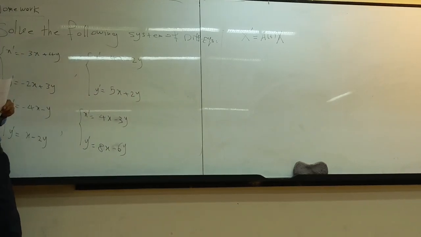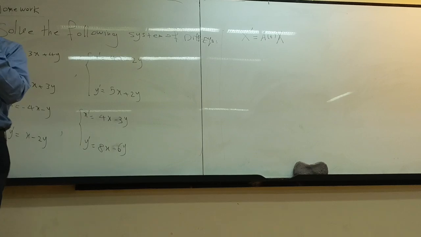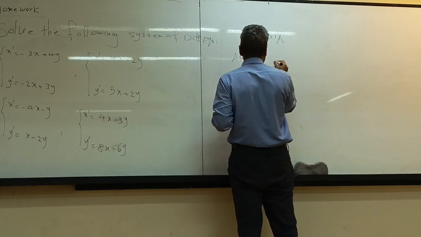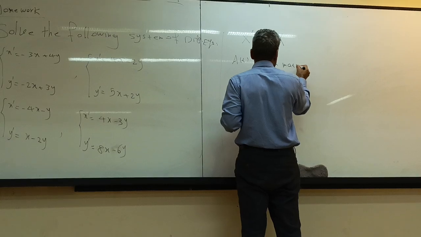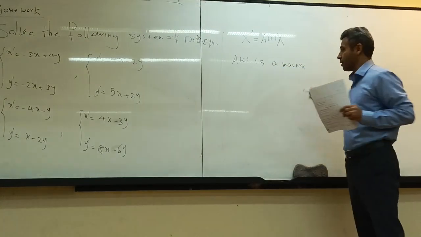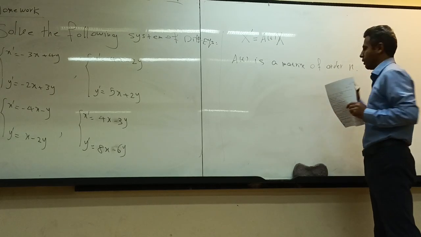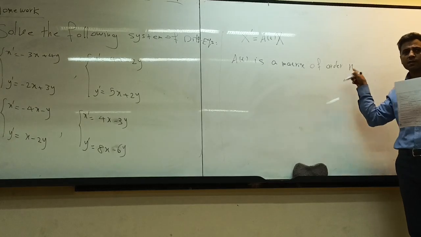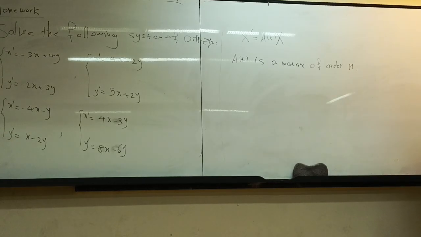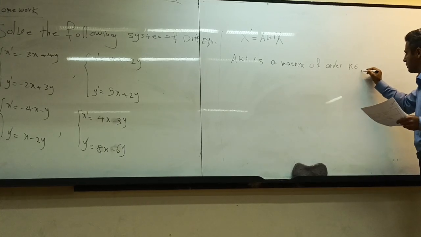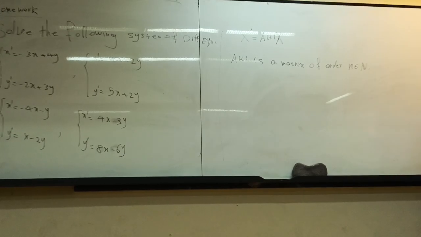A(t) is a matrix of order n. n is a natural number: 1, 2, 3, infinite. n is natural, of order n.